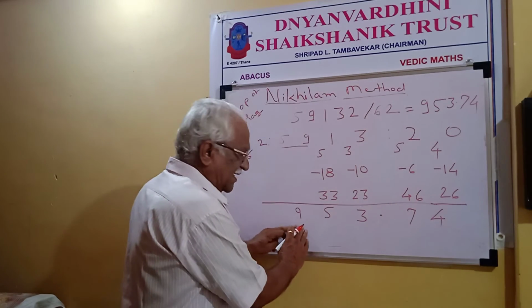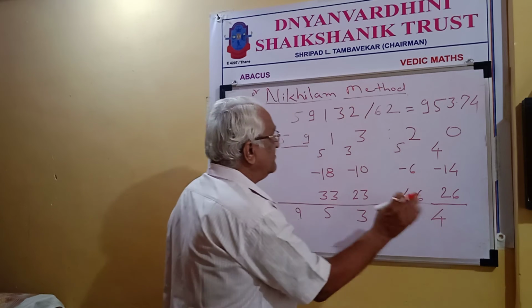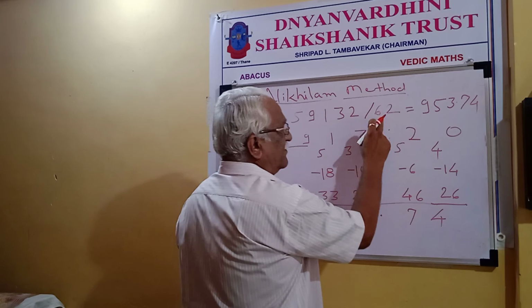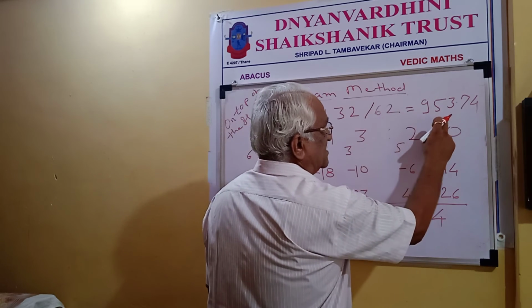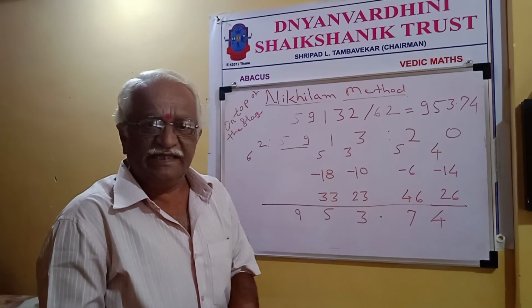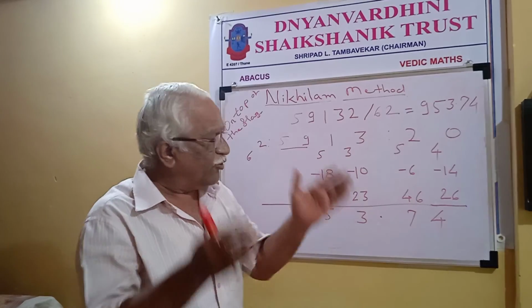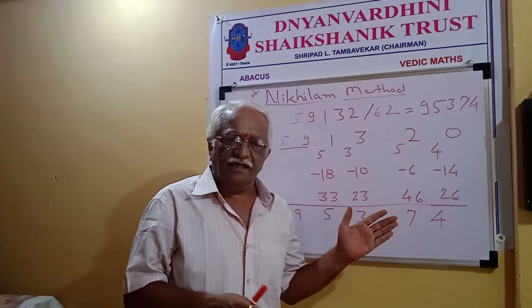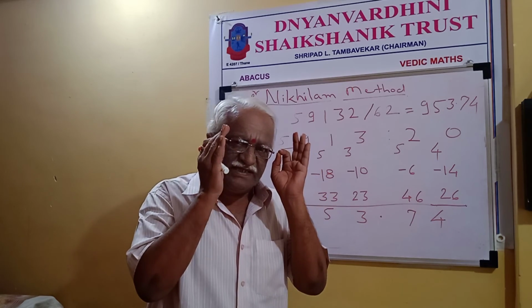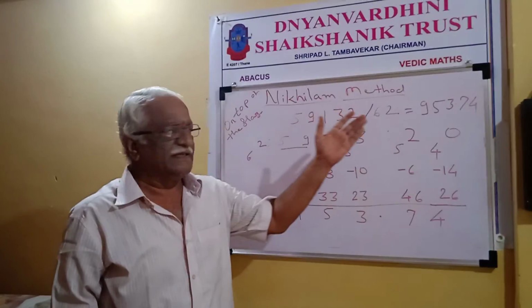So our final answer is 953.74. It means 59,132 divided by 62 is 953.74. Is it clear? Just see again and again, try to solve your own examples with this method. You will get familiar with that method. Very easy, and within a minute you can solve such type of examples.